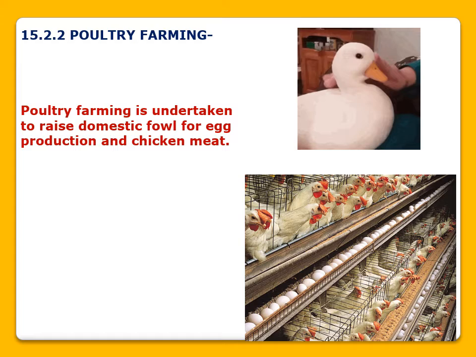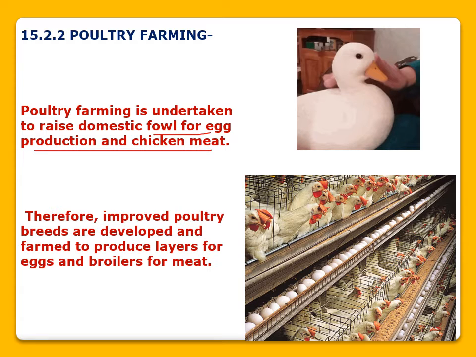Poultry farming. Poultry farming is undertaken to raise domestic fowl for egg production and chicken meat. Therefore, improved poultry breeds are developed and farmed to produce layers for eggs and broilers for meat. Broiler is the chicken that is especially raised to fulfill the requirement of meat.